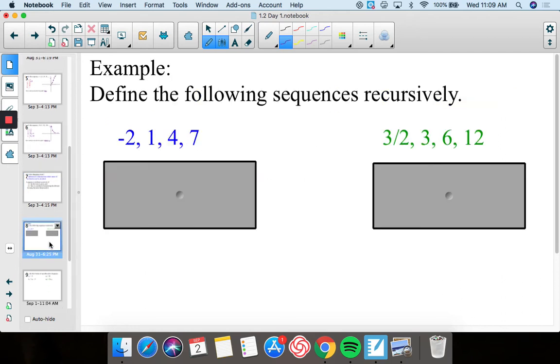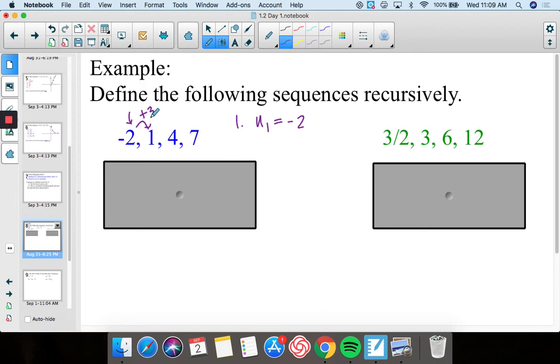Define the following sequences recursively. Remember that there are 2 parts. The very first part is that we name the first term. So the first term inside of our sequence, we say u sub 1 equals -2. Next, we have to define the jumps. From -2 to 3 to 4 to 7, we can see that you're adding 3 in between here. So adding 3 or subtracting, whenever we say that, this means arithmetic.